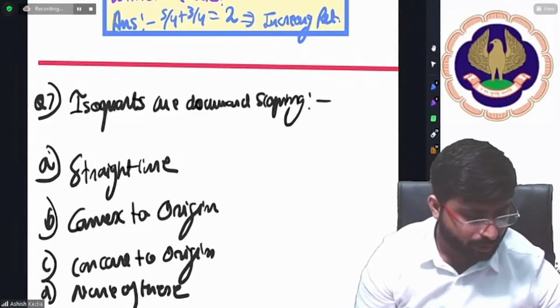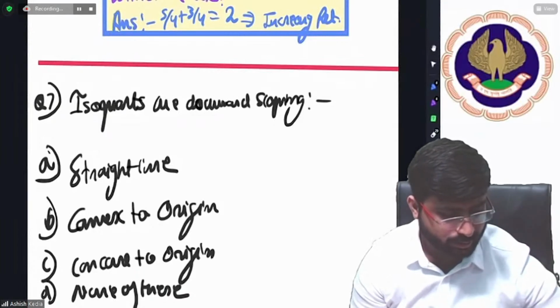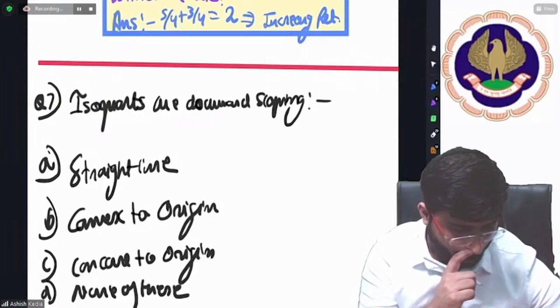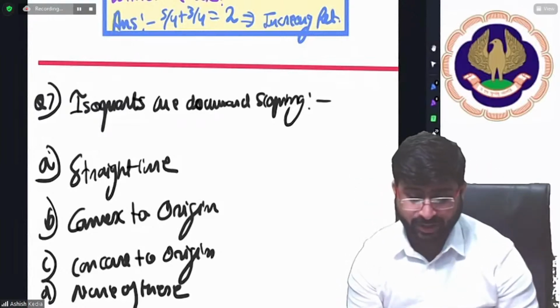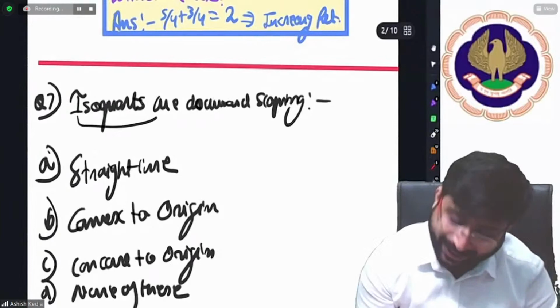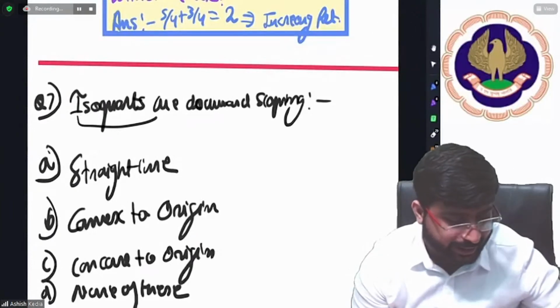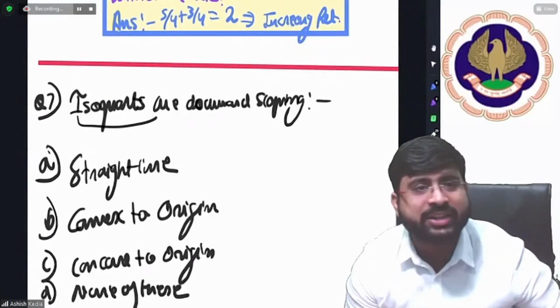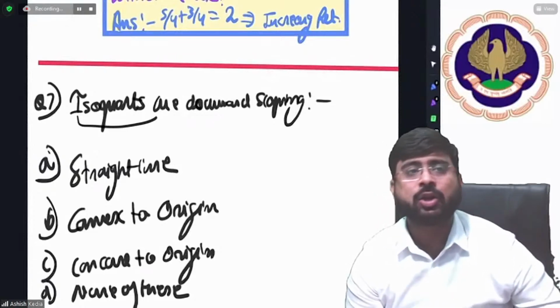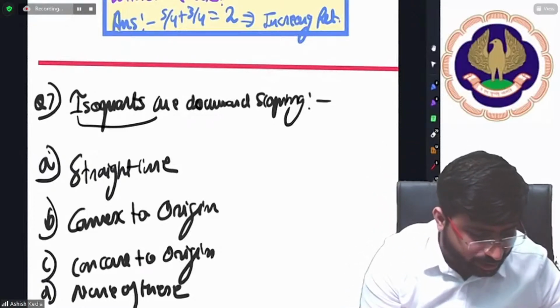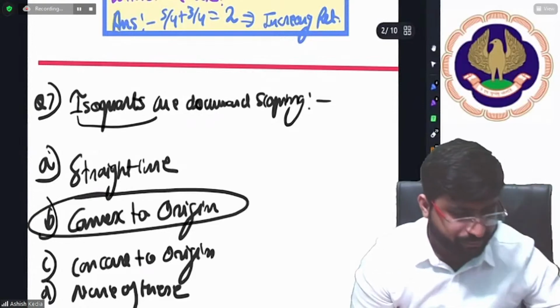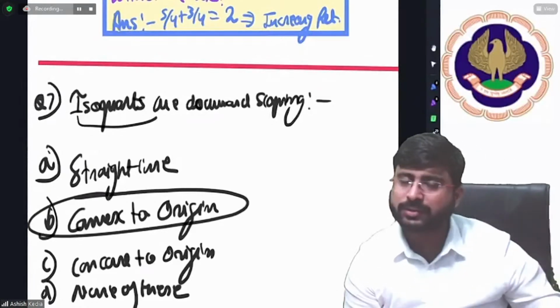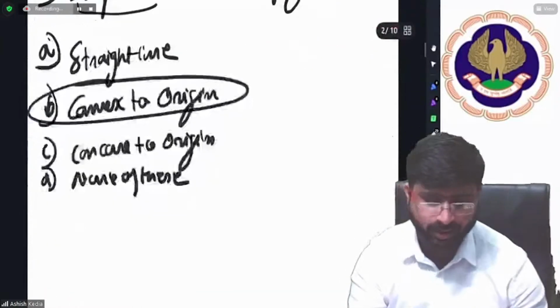Absolutely. Very good. See, isoquants are downward sloping as well as, you all are absolutely correct, as well as they are convex to the origin. So your answer that they are convex to the origin is absolutely correct. Very good. Next question.